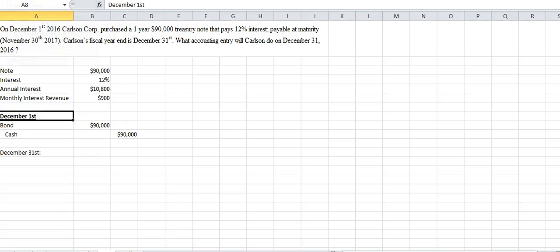Did I receive the cash for this bond? No, I'm going to receive the cash on November 30th, but I still have to recognize the revenue for 1 month. I've already calculated that. It's going to be 900.